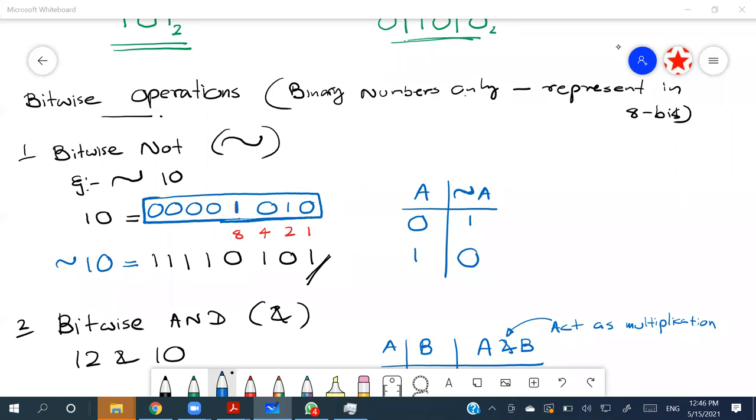No, Lalindi, it's not actually 12 into 10. That's why I told you it acts as multiplication, not representing multiplication. It acts like multiplication, right? Just remember that it is only like multiplication. That's all.